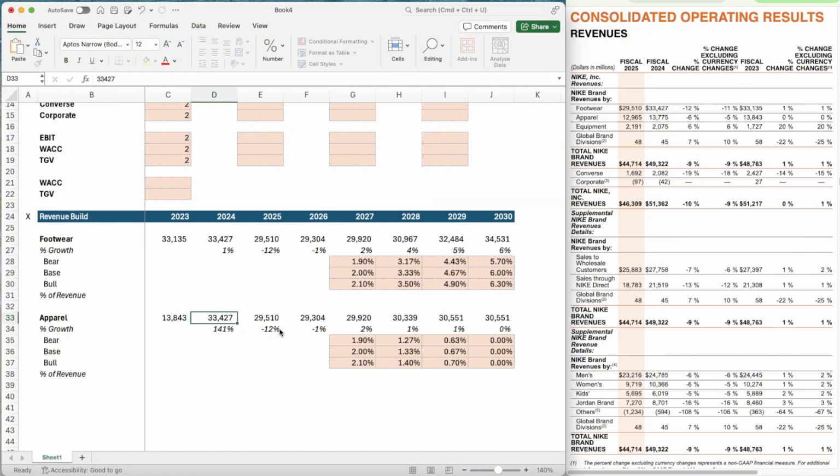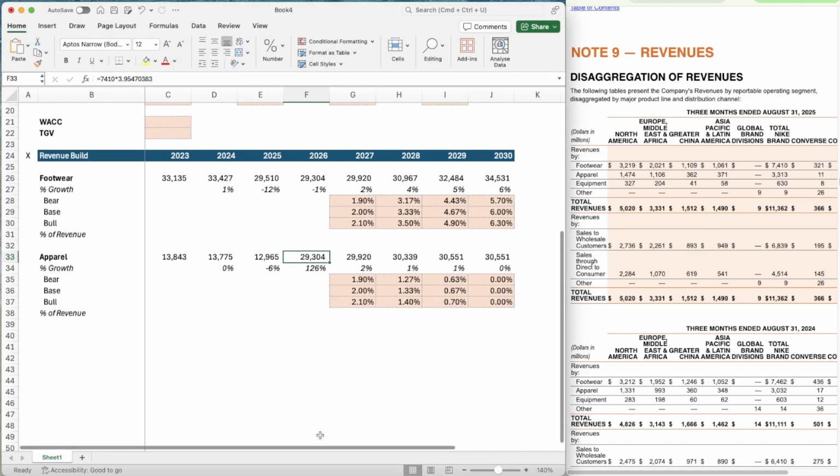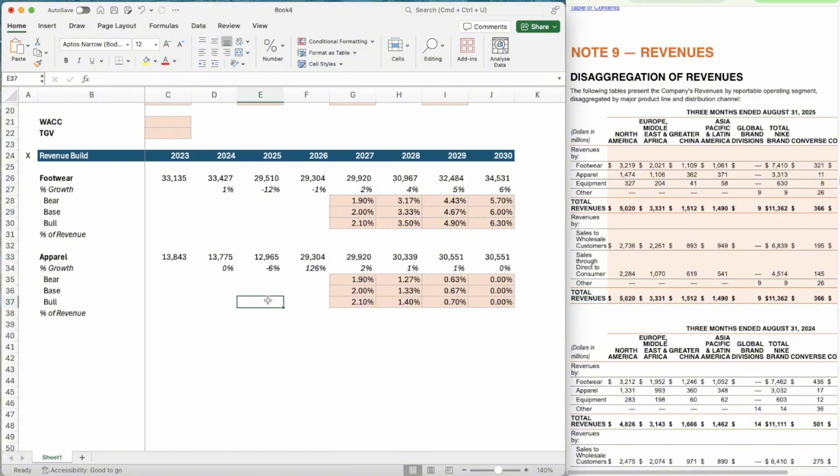13,843, 13,775, 12,965, and for 2026, they've done 3 and a bit billion so far. The same time last year, they did 3032. So that's actually improving. Divided by 3032, 4.276.